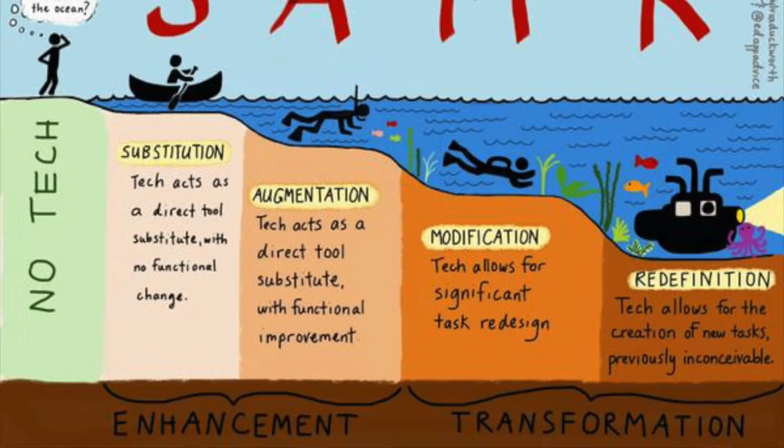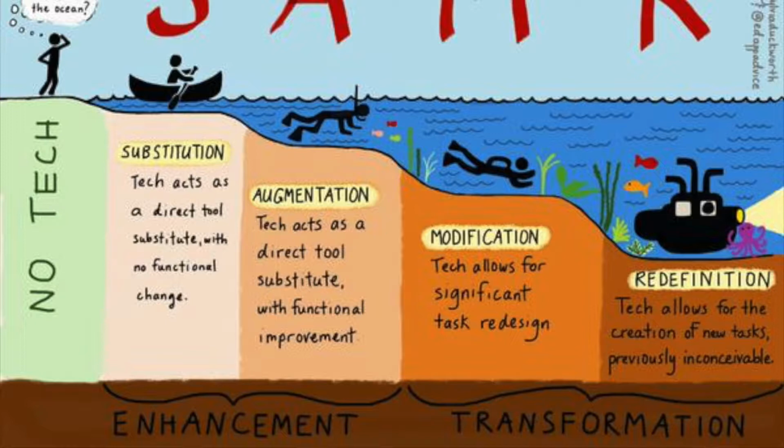The first level on the SAMR model is the substitution level. It could be something as simple as, instead of reading an article that you've printed out and given a hard copy to your class, instead now you're just reading an article online. And at this point, there's no real change that's happened. You're just doing it with the use of a computer or an iPad now.